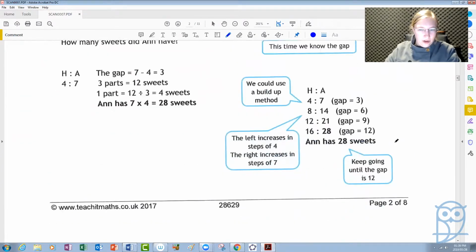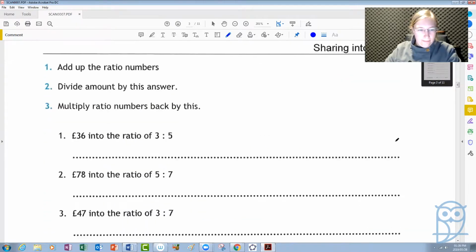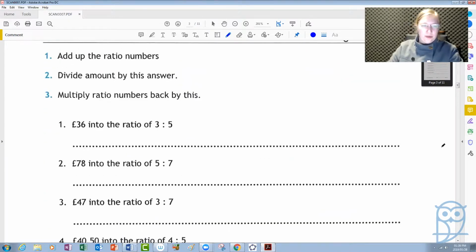Okay, so there's a few examples of dividing into a ratio. So here we go, dividing into a ratio. Here we've got 36 pounds that they want us to divide into the ratio of 3 to 5. So the first thing we do is add those together. 3 plus 5 gives us 8. So now we need to take this 36 and divide it by 8, which gives us 4.5.